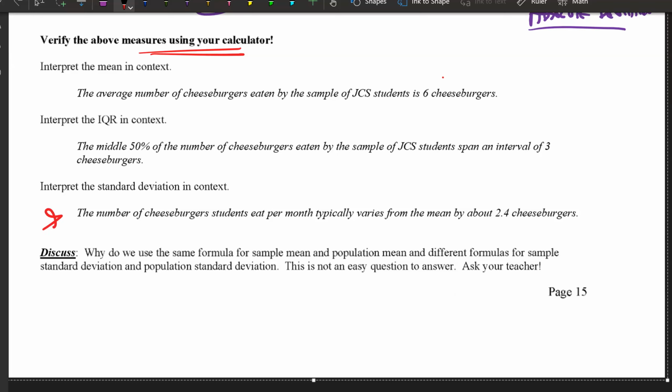Again, star this one. The number of cheeseburgers students eat per month typically varies from the mean by 2.4 cheeseburgers, or on average varies from the mean by 2.4 cheeseburgers.